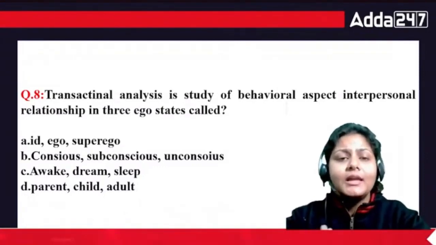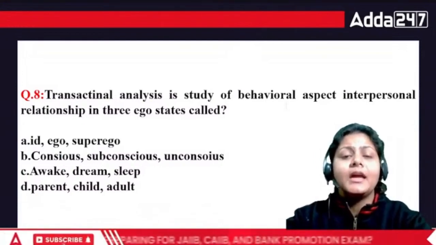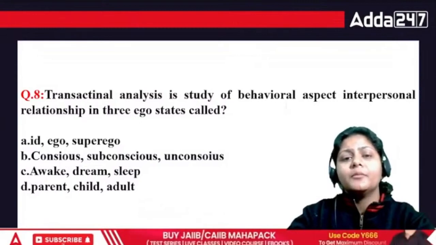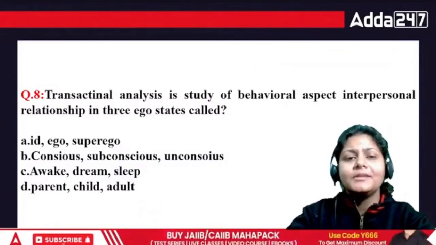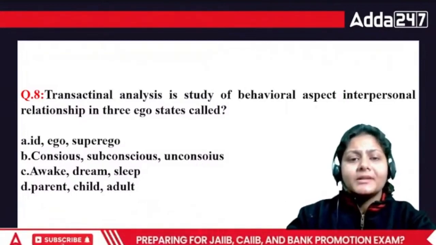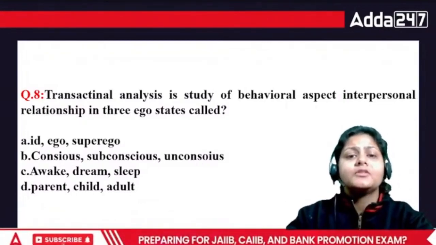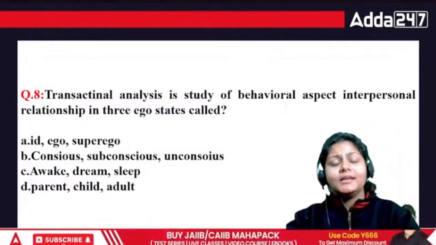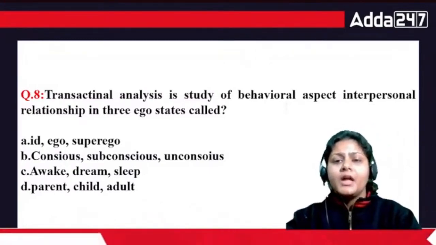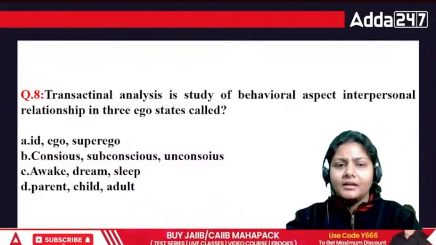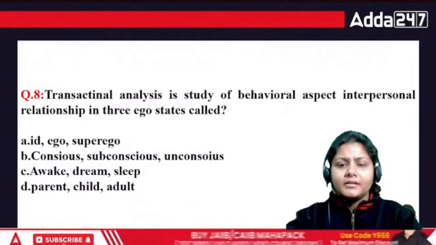See, transactional analysis is given by Eric Berne. That is actually where we are talking about the communication transaction. Communication means a transaction is happening between two persons, and here we are talking about the transaction of communication. So the answer here is parent, child, adult. There are three states every person normally has, and sometimes we behave like a parent, sometimes like a child, sometimes like an adult. So D is the right answer.